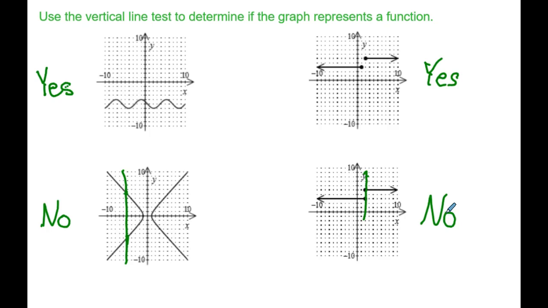So using the vertical line test, you construct a vertical line. If at any vertical line you intersect the graph in more than one point, then that is not going to be a function.